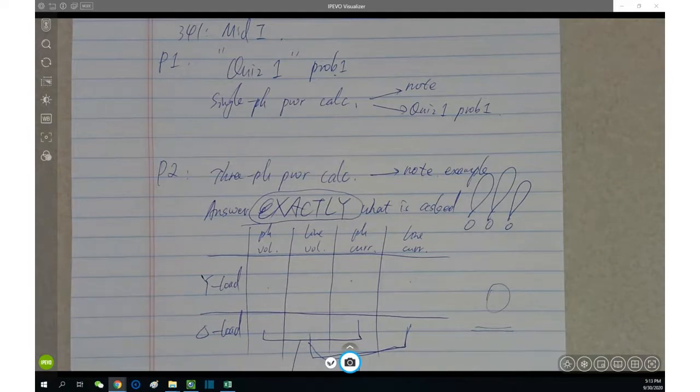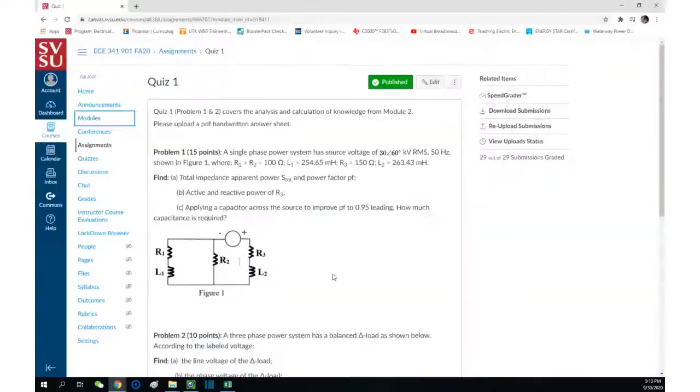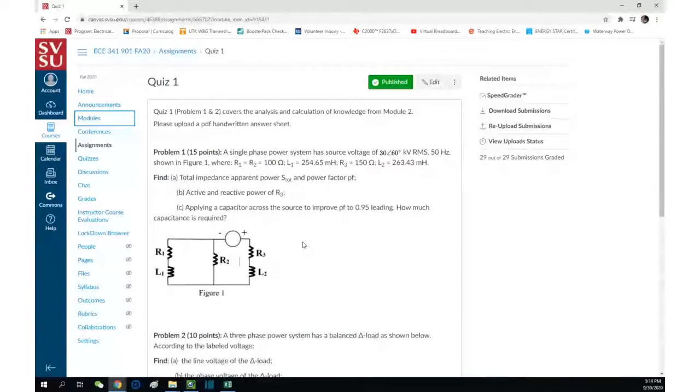All right, this is about the exam, and now let's talk a little bit about the quiz. This quiz is also a very good example for preparing for midterm 1, problem 1. And I want to say some small things here.